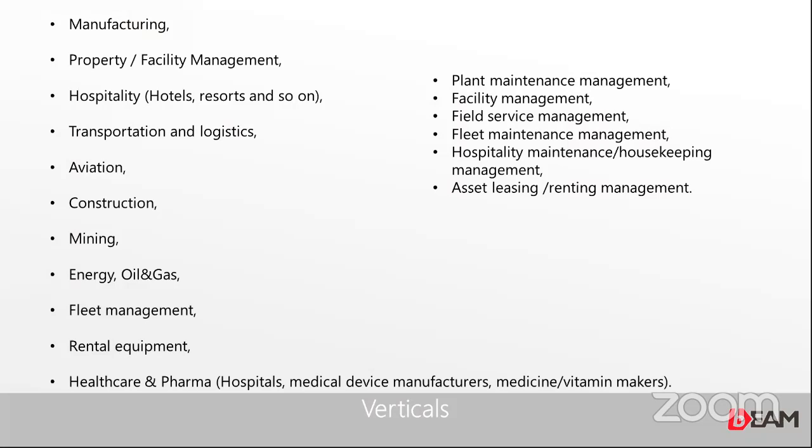So when you look at the operations, basically you can run with Beam to reduce cost. You can actually run plant maintenance management operations, facility management, field service management, fleet maintenance management, hospitality maintenance management, as well as asset leasing and renting operations that you can run digitally with no need of paper in order to reduce costs.